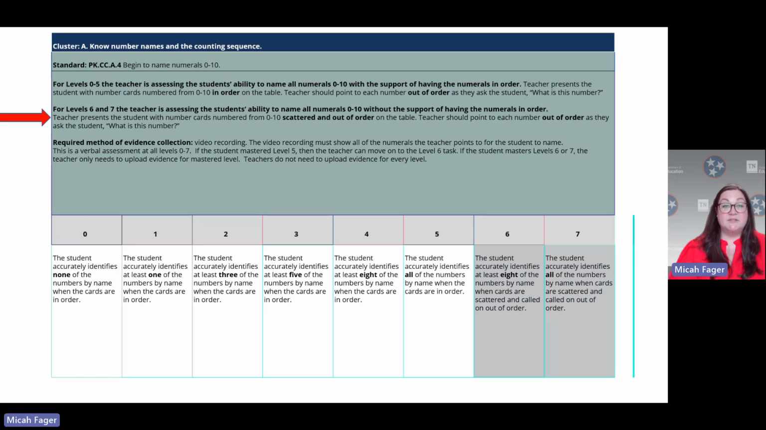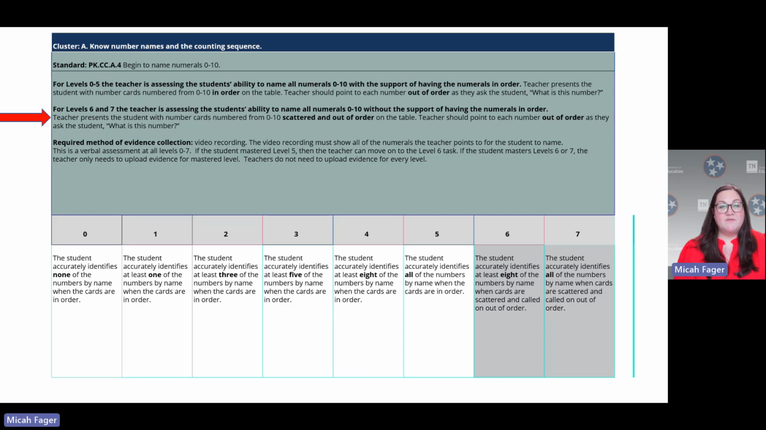When students are at levels 6 and 7, the teacher is assessing the student's ability to name all numerals 0 through 10 without the support of having the numerals in order. The teacher will present the students with the number cards numbered 0 to 10. But the numbers this time are scattered around the table and out of order. The teacher should point to each number out of number order as they ask the student, what is this number?